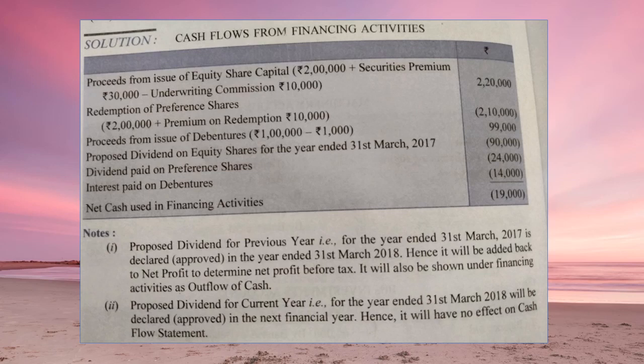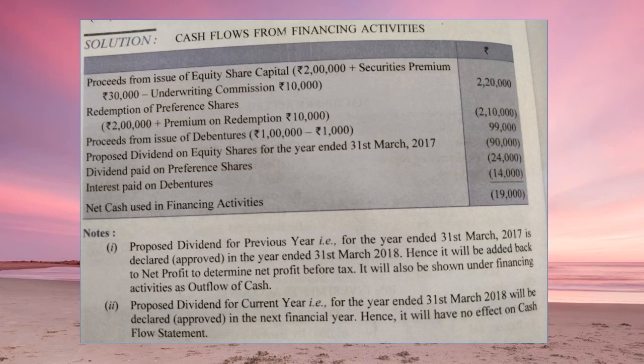See, underwriting commission is the amount that is paid to agents. When amount is paid to agents, it is very clear that your equity share capital will reduce. This reduction will be explained by subtraction. 2,20,000 will be the total amount. Redemption of preference shares. Preference shares have been redeemed. Redemption means the amount has been paid, and that redemption is done along with the amount of premium. It means rupees 2 lakh plus premium on redemption of debentures rupees 10,000. Total amount paid is rupees 2 lakh 10,000.